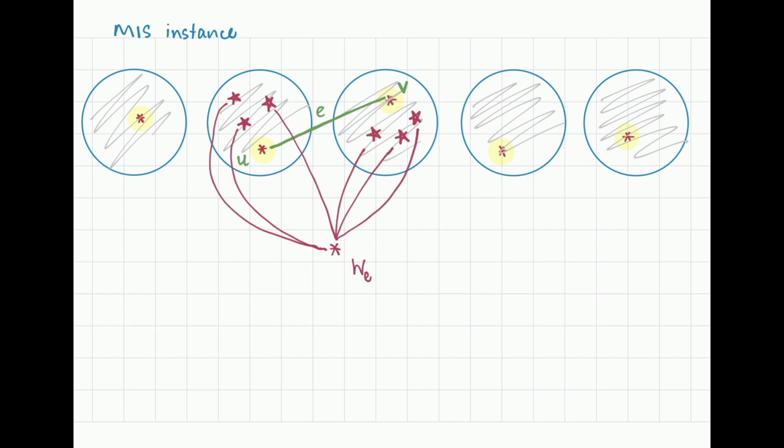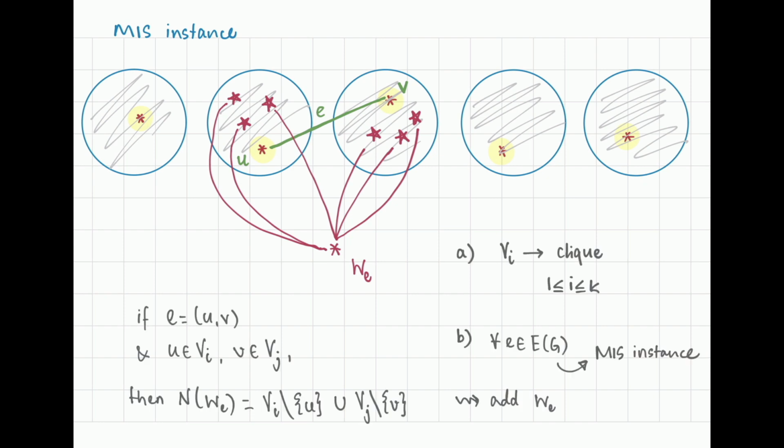So now we have just added the edges incident on W sub E, and let me just recap the construction that we have described so far. To begin with, we said that we will take every part and turn it into a clique. And further, what we are saying now is that we'll take every edge in the multicolored independent set instance, and we are going to add a vertex corresponding to that edge, which is essentially adjacent to everything in the pair of parts that the edge has its endpoints in, except for the endpoints of the edge itself.